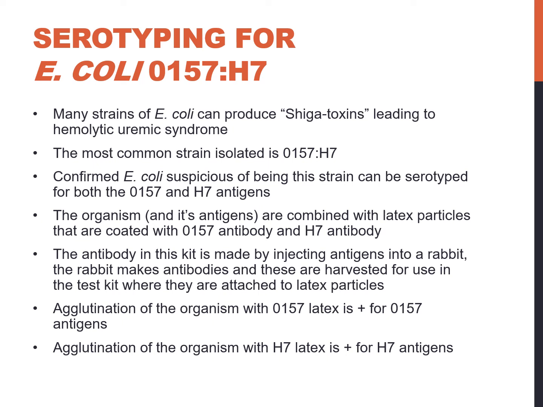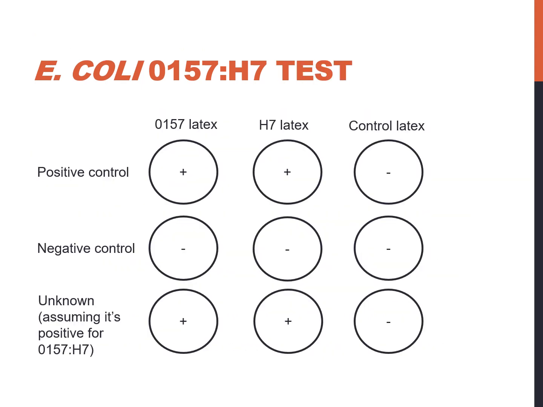We can actually serotype to confirm that we are dealing with an O157:H7 antigen. We're going to serotype with the O157 latex and then serotype with the H7 latex. If they both agglutinate, then that means that our organism is positive for O157 and H7. To serotype an E. coli for O157:H7, essentially we want to have 3 columns of 3 circles each. We put our positive control in the first 3 wells of the first row and our negative control in the 3 wells of the second row. And then we put our organism that we are testing in the third row.